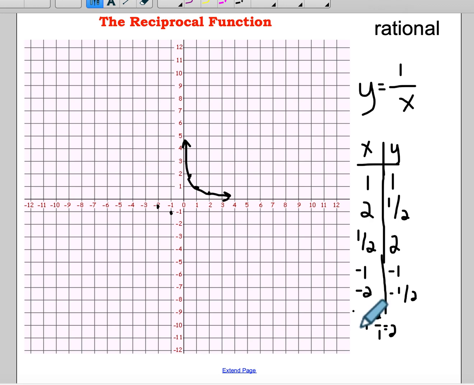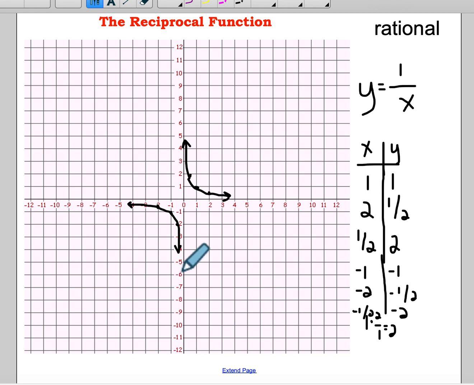And I'm going to plug in negative 1 half the same way I plugged in positive 1 half here. Instead of getting positive 2, if I plug in negative 1 half, I'm just going to get negative 2. And so now negative 1 half, negative 2 is right there. And I get the same shape, except it's going downwards. But it's more or less the same. It's just that my y values are now in the negatives because I plugged in negative numbers.